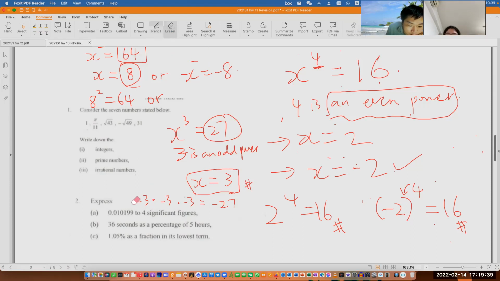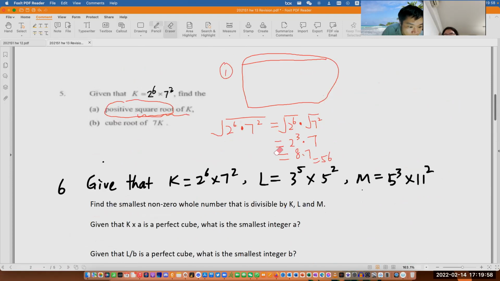So for odd power, one answer. For even power, two answers. Are you clear? Okay, good. This is something you have to bear in mind. If not, you will get it wrong. Next question: cube root. So now you can do the cube root. Can you do a cube root on the side here?